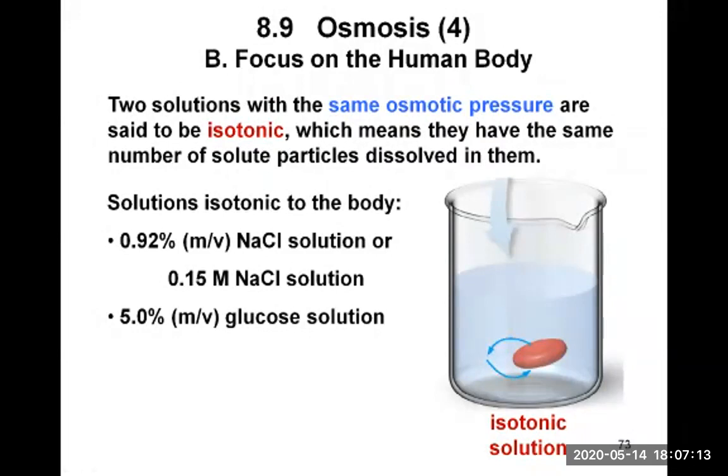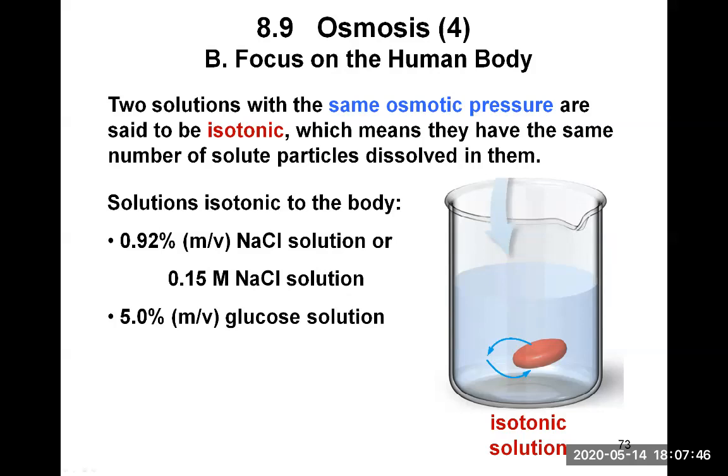So, two solutions with the same osmotic pressure are said to be isotonic, which means they have the same number of solute particles dissolved in them. In isotonic, there is the prefix iso, which means the same, and tonic refers to tonicity. Tonicity is almost synonymous with concentration. So, same concentration of solute particles in the two solutions.